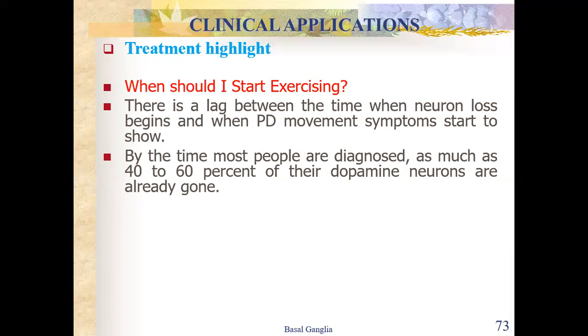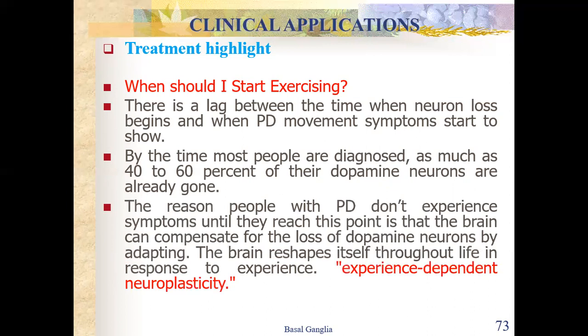So in the pathophysiology of Parkinson's disease, there is a time between when the neuron loss begins and when Parkinson's disease symptoms start to show. When the neurons start degenerating, the features of Parkinson's disease, difficulty in initiating movement, rigidity, and so on, will not show. So by the time most people are diagnosed with Parkinson's, most of the dopaminergic neurons in the nigrostriatal pathway are already gone. People with Parkinson's disease don't experience symptoms until this point as a result of the brain trying to compensate for the loss of the neurons by adapting.